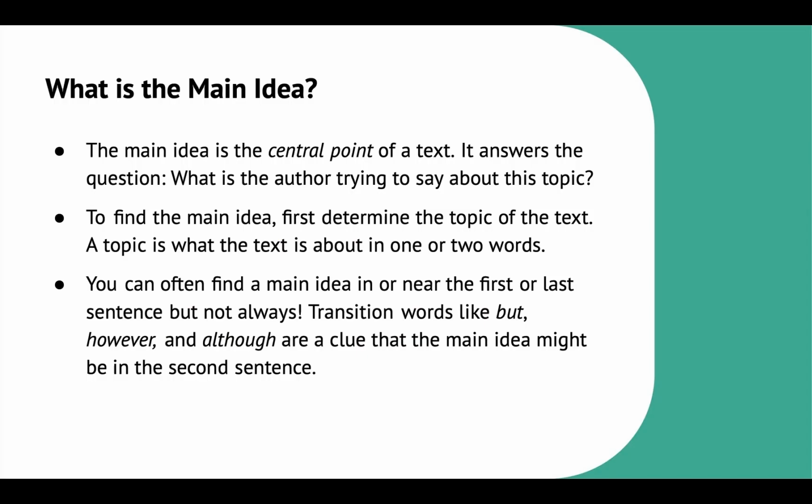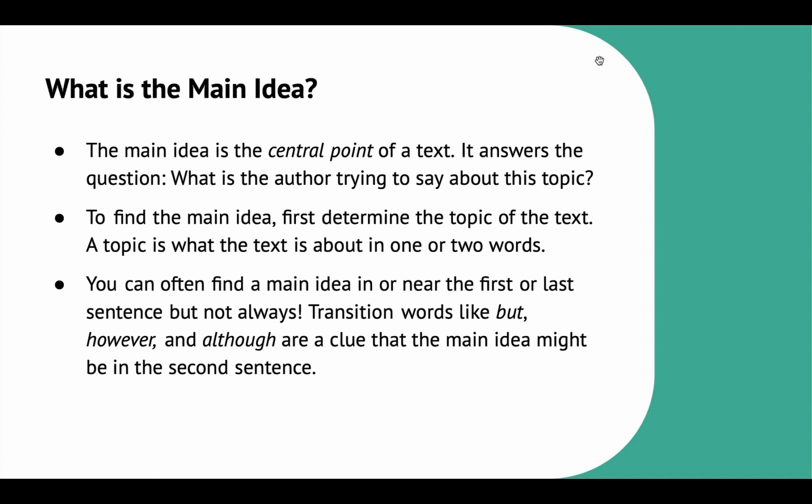The main idea is the central point of a text. It answers the question, what is the author trying to say about this topic? To find the main idea of a text, first determine the topic. A topic is what the text is about in one or two words. A good way to figure out a topic is to check which words are repeated throughout a text.